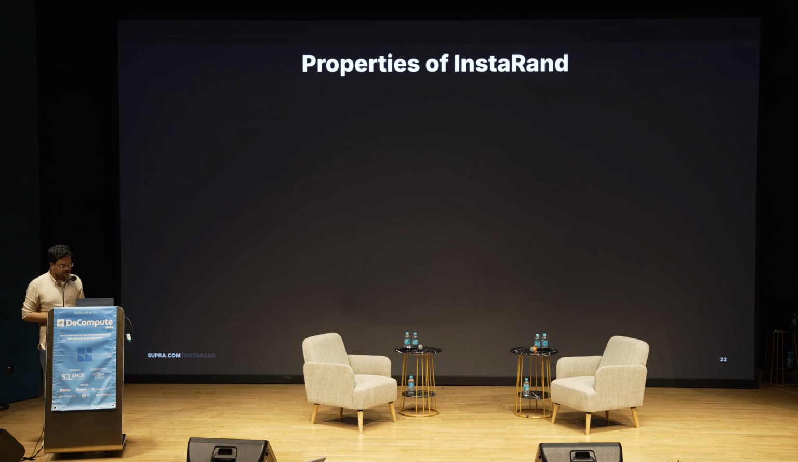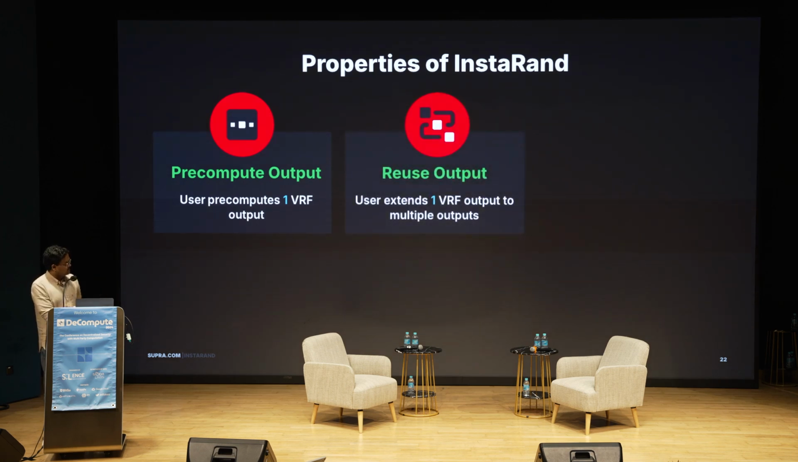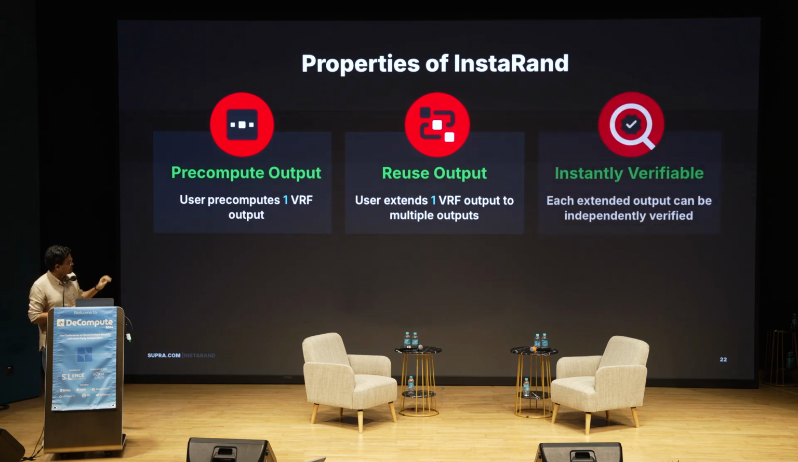So here are the properties of InstaRand. So we support pre-computation. So the user will query the VRF server only once to generate a VRF output, and then in the online phase, or in the separate phase, the user will reuse that single VRF output that it obtained from the VRF server to generate multiple different outputs. Okay, this is similar to FlexiRand. But each of these different outputs can be independently verified. So you can generate the second output first, use it, verify it, and later on you can generate the 100th output, use it, verify it, and so on.